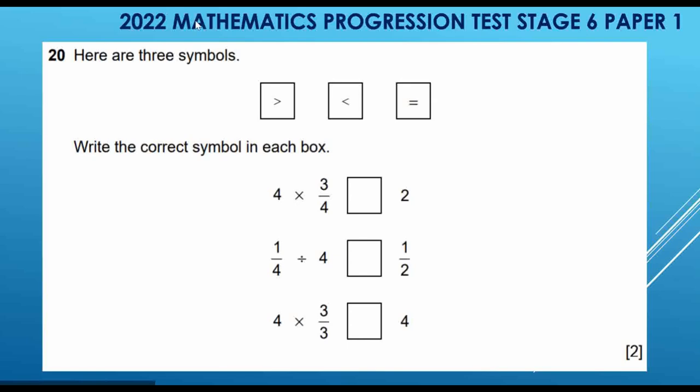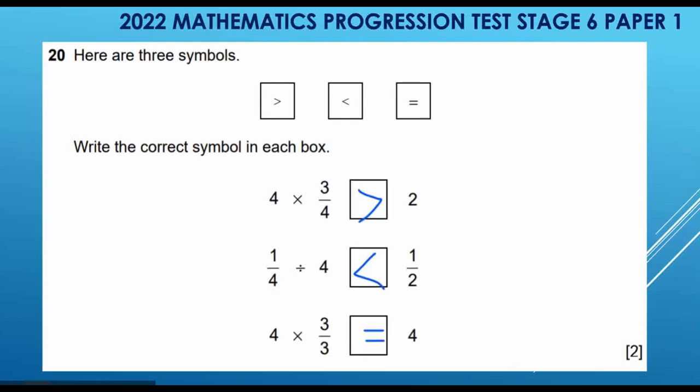Question 20. Here are 3 symbols: greater than, less than, or equal. Write the correct symbol in each box. 4 times 3 over 4, blank, 2. 1 over 4 divided by 4, blank, 1 over 2. 4 times 3 over 3, blank, 4. 10 seconds. 10, 9, 8, 7, 6, 5, 4, 3, 2, 1. So let's check the answer. The first one is greater than, the second one is less than, the third one is equals.